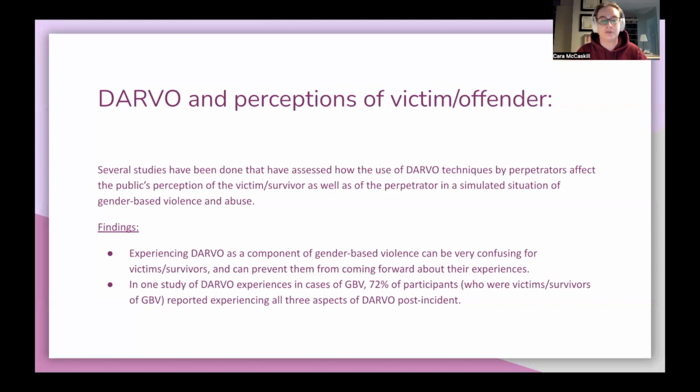And the studies also asked people who have experienced gender-based violence about their exposure to DARVO after that abuse had happened and what that was like, what kind of tactics were used, and how that DARVO affected the outcome of the justice system cases, how it affected the way that the people around them perceived the victim survivor, as well as the offender of the gender-based violence. So we're going to go over those findings here just to illustrate how DARVO works in practice and the very, very real effects that this tactic can have on victims and survivors and their ability to access justice.